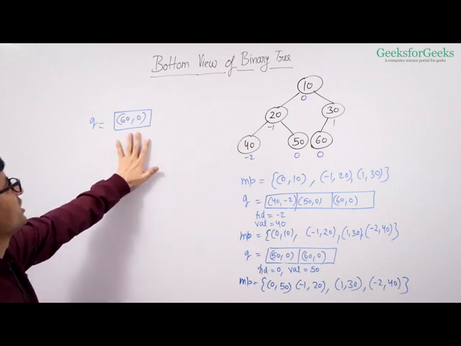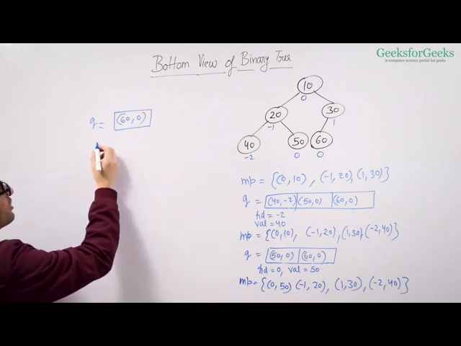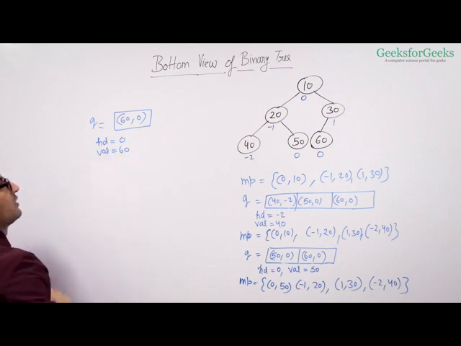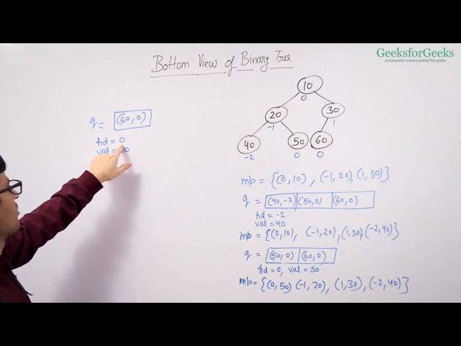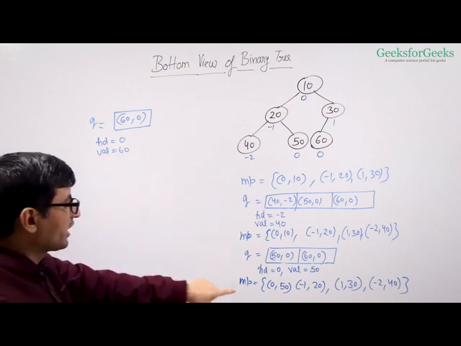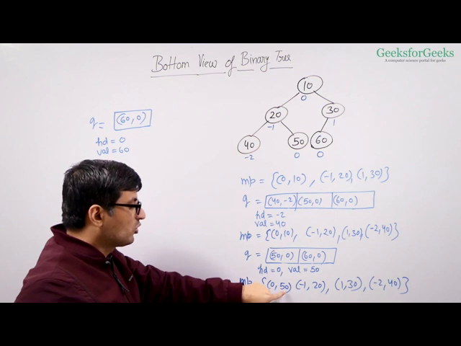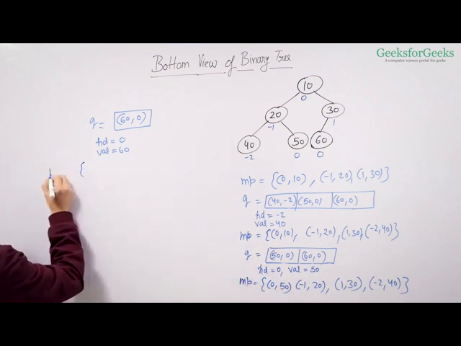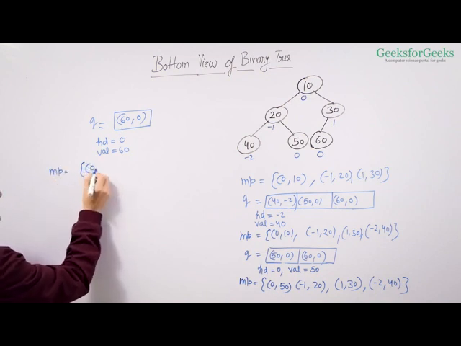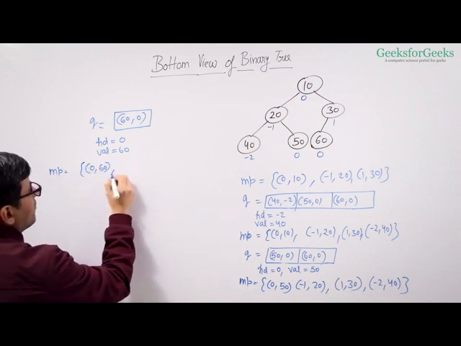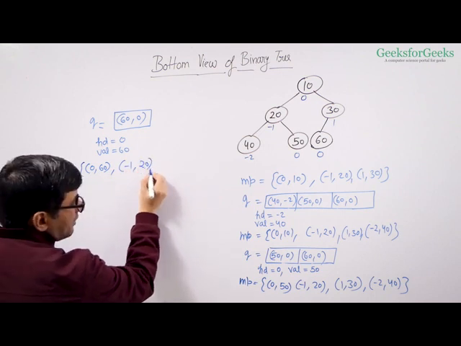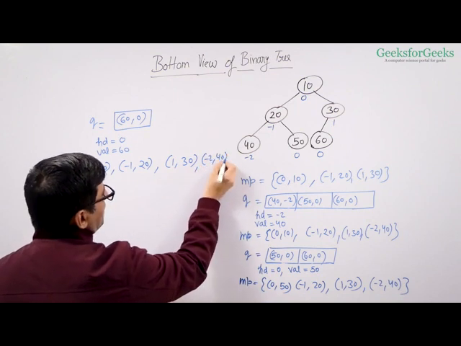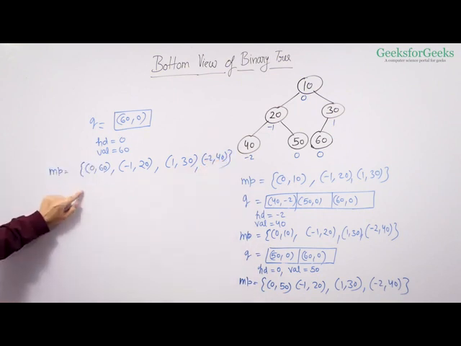So we'll take out 60, 0 now. And when you take it out, your horizontal distance is 0 and your value is 60. So you are going to look up this horizontal distance in the map. We already have an entry for this in the map. We are going to overwrite this value 50 with 60. So our map is now going to contain 0, 60, -1, 20, 1, 30 and -2, 40. So this is our final map.